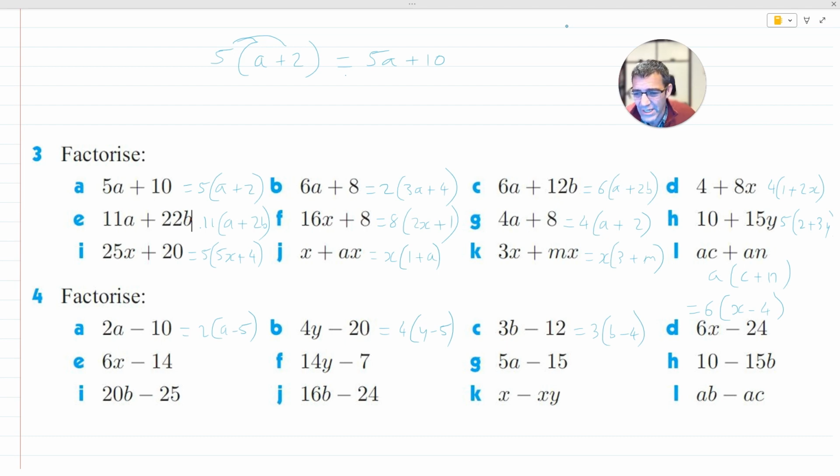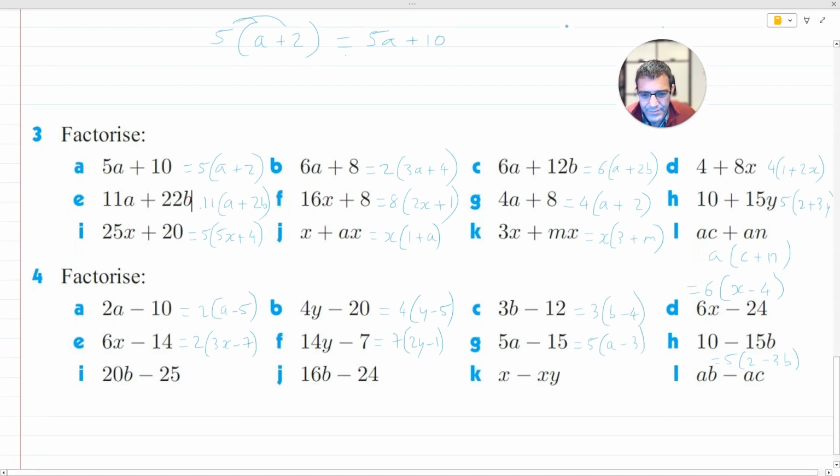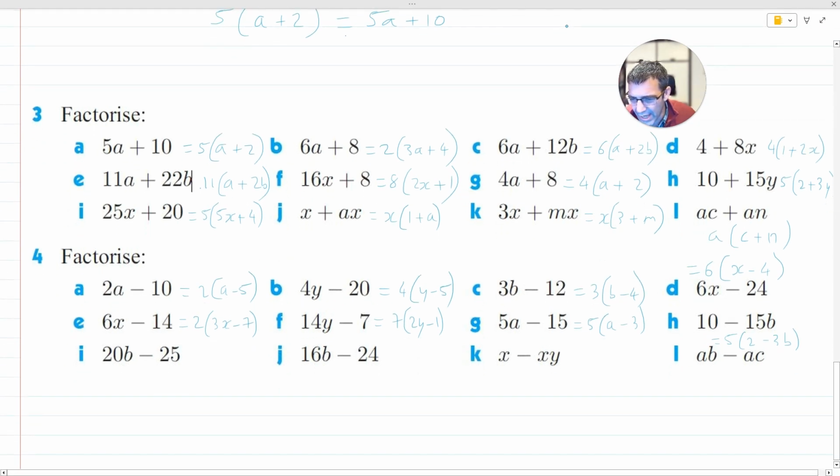And then here for question E, we can take out a 2 since they're both even, and we can say 3x minus 7. For question F, we can take out a 7, so 7 times 2y minus 1. For question G, we can take out a 5, 5 times a minus 3. For question H, I'll take out a 5, so I'll say 5 factor of 2 minus 3b's. I'm just writing it under. And then for question I, we can say 5 times 4b minus 5.